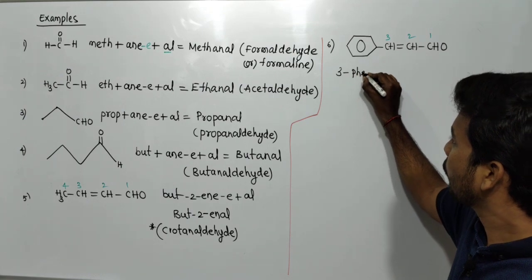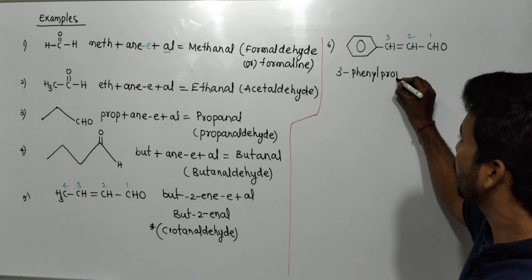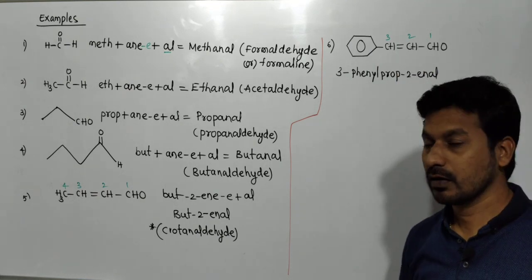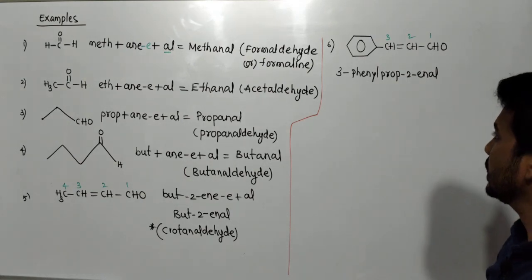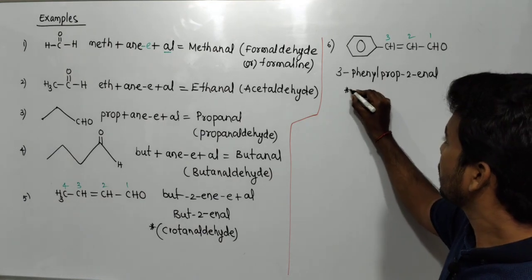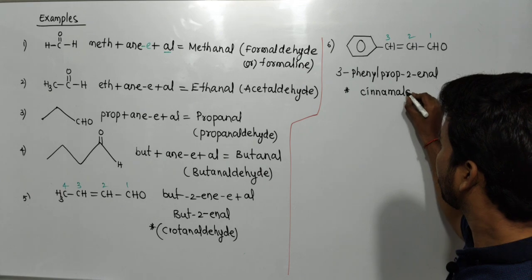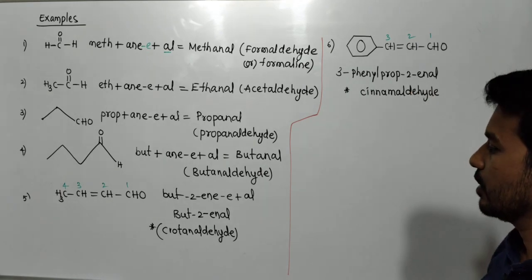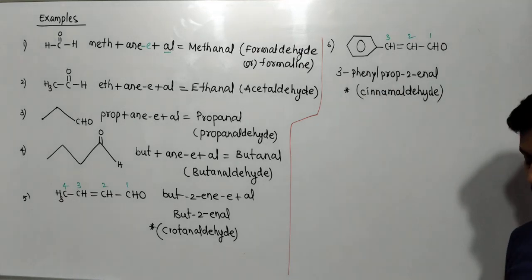At which position? Third position. 3 phenyl, 3 carbon atom. So prop, 2 ene, CHO group. So al. 3 phenyl prop 2 enal. 3 phenyl prop 2 enal is IUPAC name of this molecule. This is commonly known as cinnamaldehyde. Common name for molecule is cinnamaldehyde. Common name in bracket. Okay, right.